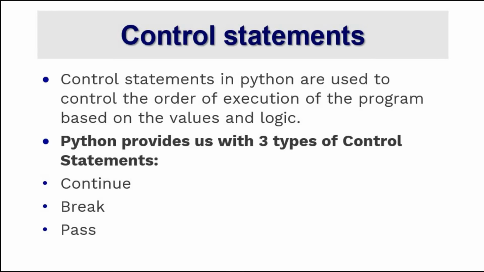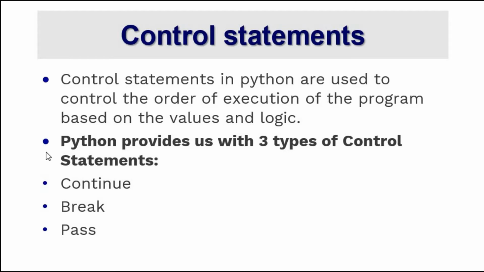Welcome back guys. In this class we are going to study control statements, what they are and what their purpose is in any coding language. Control statements in Python are used to control the order of execution of a program based on the values and logics. They are based on the given conditions or logics, as we have discussed in loops and in if else.